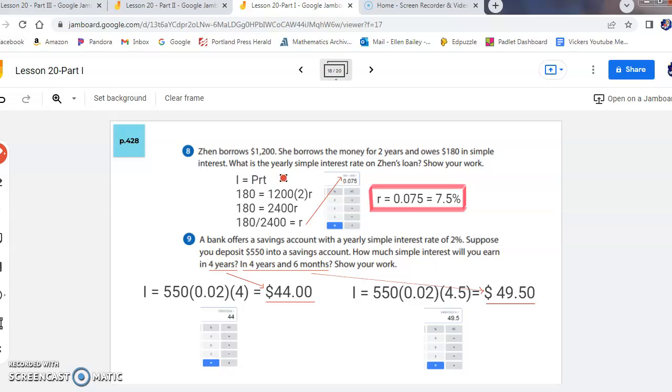Now I changed the order of this around just a little bit. That's okay, because it's all multiplication. So when I multiplied, I have 180 is equal to 2,400 times R. To solve this, I really needed to divide both sides by 2,400. When I did that I got 0.075. I'd like to change that now to an interest rate, so it's 7.5% interest. That required a little bit of algebra to use.